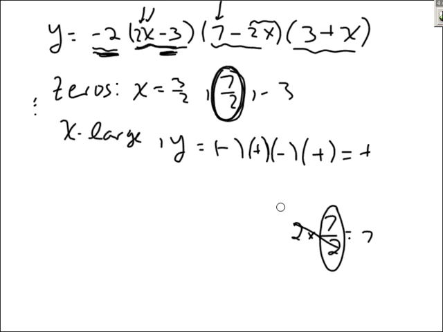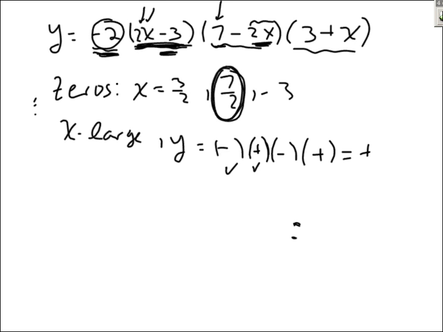And you want to pick a number more than 3.5, like 10, you can do that. When x is 10, negative 2 is negative. When x is 10, you have 2 tens or 20 minus 3. Rather than spending the time figuring out what 20 minus 3 is, just say, yeah, it's positive. Okay, if x is 10, 20. 7 take away 20 is negative. 3 plus 10 is positive. Overall result is positive.